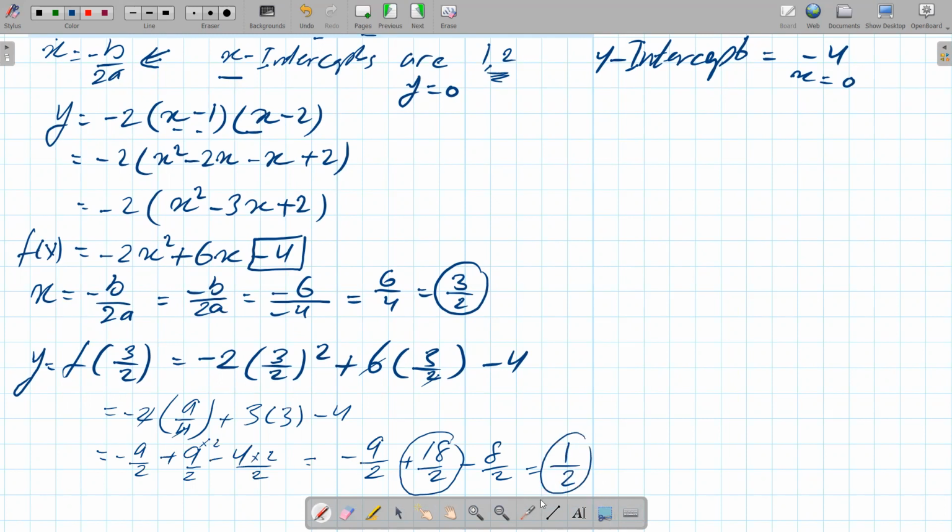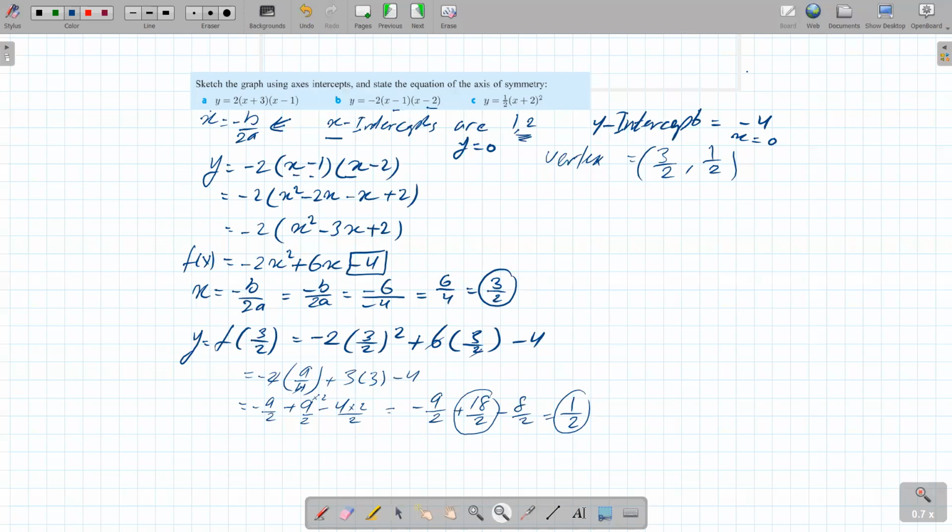This is the y coordinate for the vertex point. Got the idea? Yes. Okay, then the vertex point is represented by 3 over 2 for the x coordinate and half for the y coordinate. After that, now we are ready to sketch our graph. Now we're going to graph it.